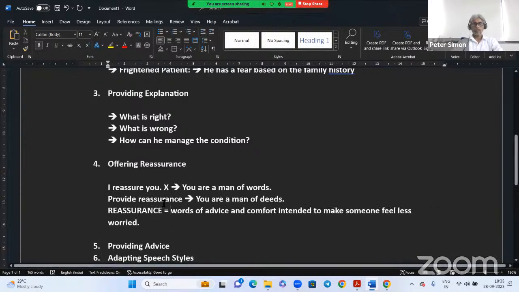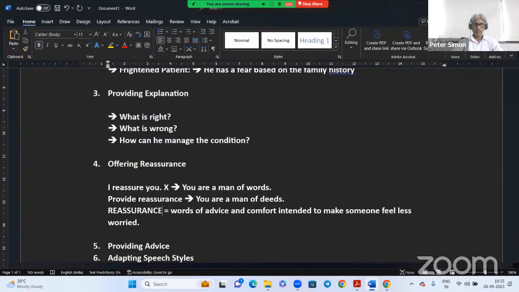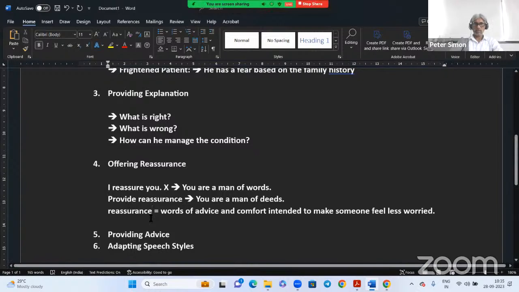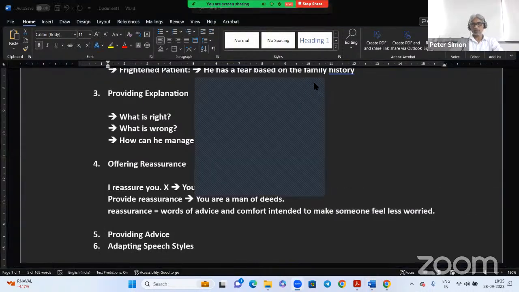Reassurance is this. So providing reassurance is equal to this. That means take the word provide and take these words. So if you are providing reassurance, that means you are providing words of advice, you are providing words of comfort, and you are making someone feel less worried. Now you understand what is reassurance.